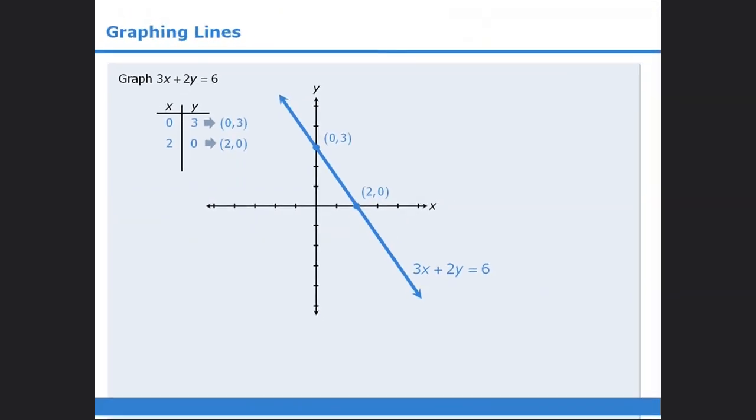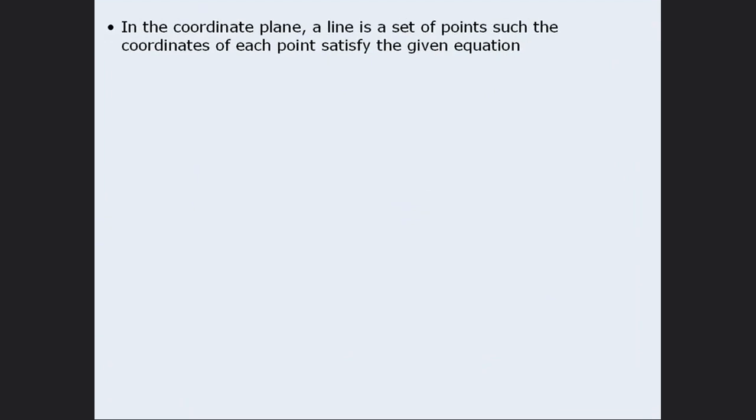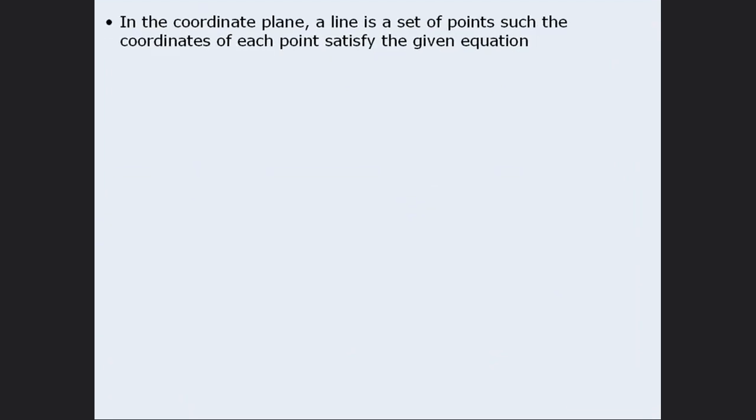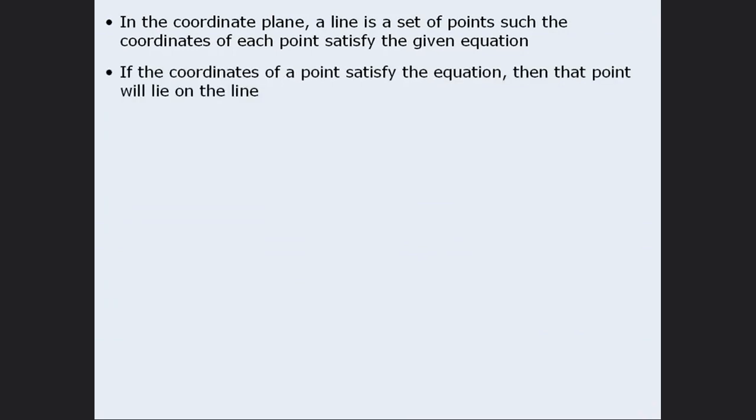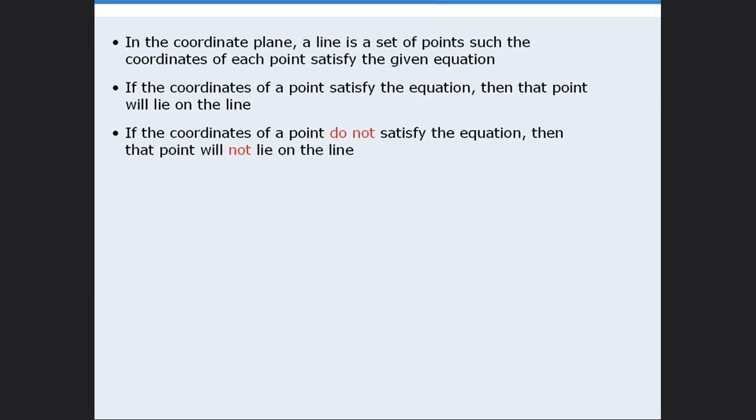Okay, let's summarize. In this lesson, we learned that when it comes to graphing lines in the coordinate plane, a line is a set of points such that the coordinates of each point satisfy the given equation. If the coordinates of a point satisfy the equation, then that point will lie on the line. And finally, if the coordinates of a point do not satisfy the equation, then that point does not lie on the line.